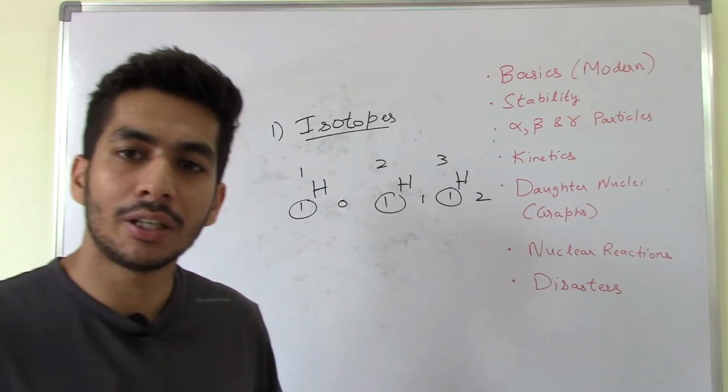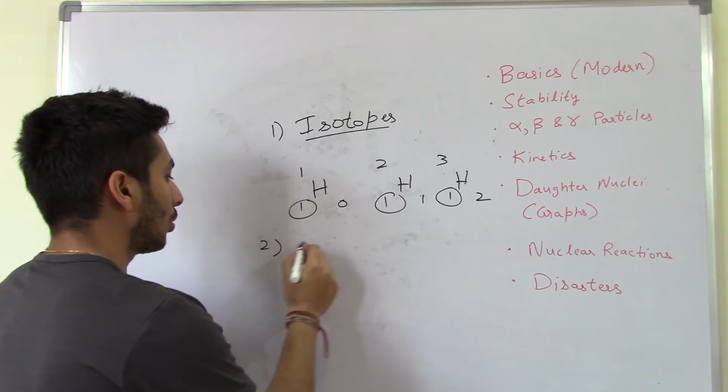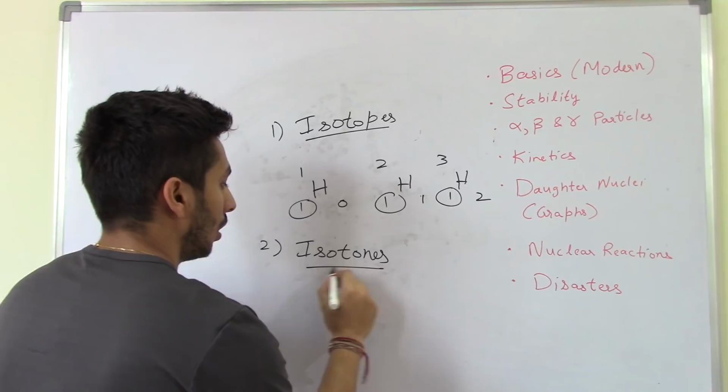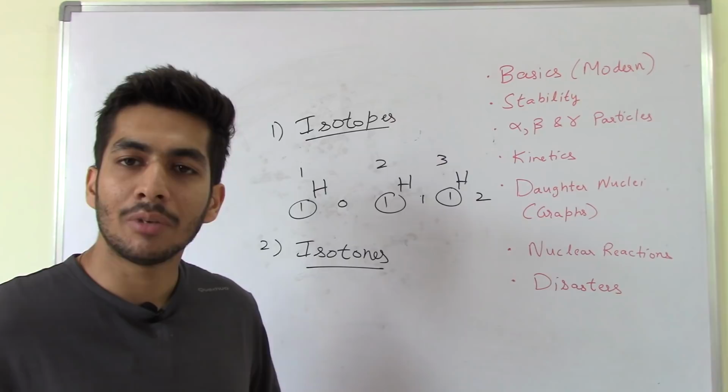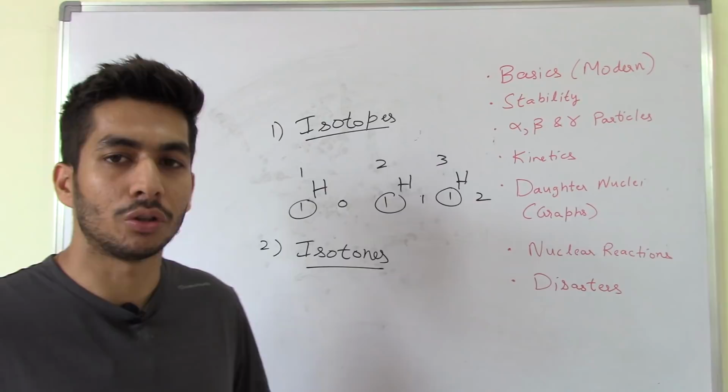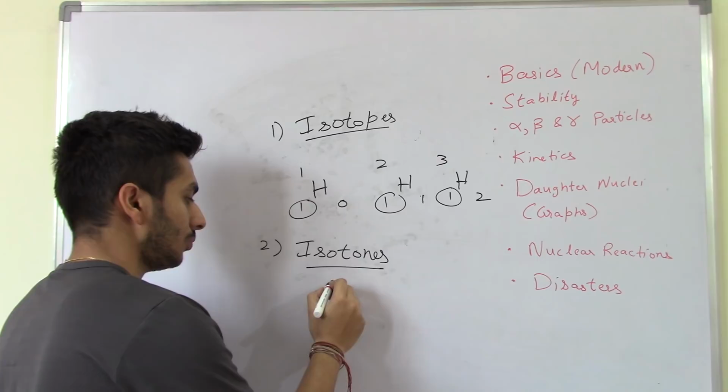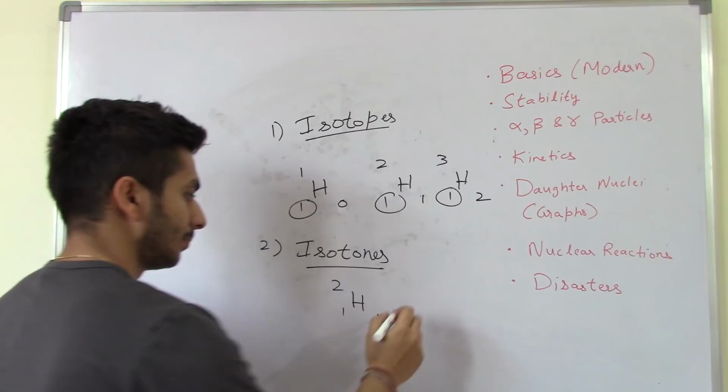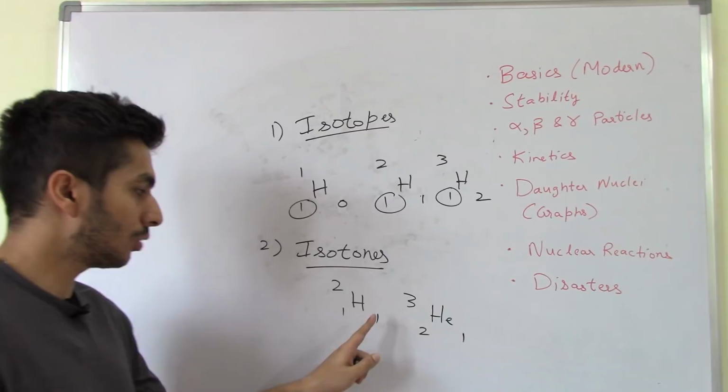On the other hand, if I talk about isotones, isotones are the exact opposite of isotopes. Same neutron number but different proton number. So they have the same neutrons but different number of protons. Example, again I'll take the same example, 2H1 and 3He2. I hope you can see them. So if we have these two nucleus, right?